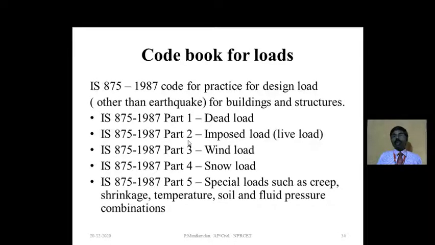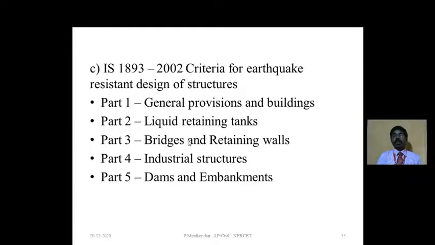In IS 875 1987, there are 5 parts. The first one is for dead load, the second for imposed load or live load, the third for wind load, the fourth for snow load, and the fifth for special loads like creep, shrinkage, temperature, soil and fluid pressure combinations. There is an exclusive code book for earthquake load combinations, IS 1893 2002. The name of the code book is Criteria for Earthquake Resistant Design of Structures.